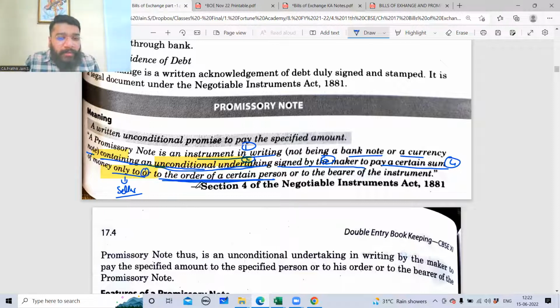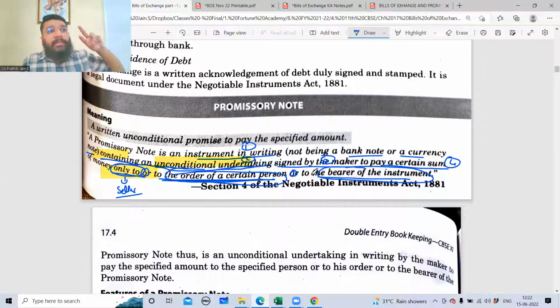Or to the order of a certain person, or to the bearer of the instrument. So the payment can happen to 3 people. One, only to the seller; 2, to the order of the seller; 3, to the bearer of the instrument. Out of these 3, you'll mention only one. Same thing in a bill of exchange also. In a bill of exchange, you'll ask to pay directly to the seller, or the seller will order that you pay to B, or you will say that whoever is bearing this instrument will get the money. So of these last three points, only one has to be captured in the document.